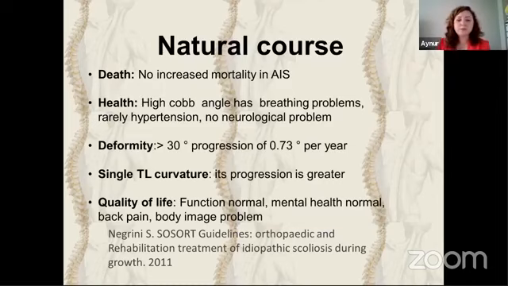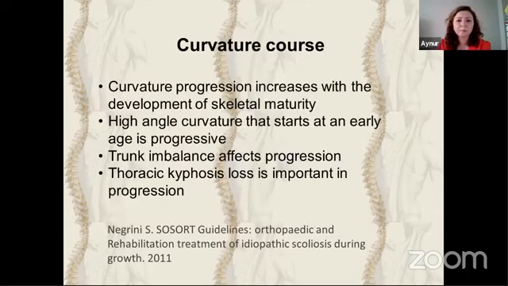Natural course of scoliosis: there is no increased mortality in adolescent idiopathic scoliosis. Health: with a high Cobb angle, there are breathing problems, rarely hypertension, and no neurological problem. Deformity greater than 30 degrees has a progression of 0.73 degrees per year. A single thoracolumbar curvature has greater progression. Quality of life: function normal, mental health normal, but they have back pain and body image problems.